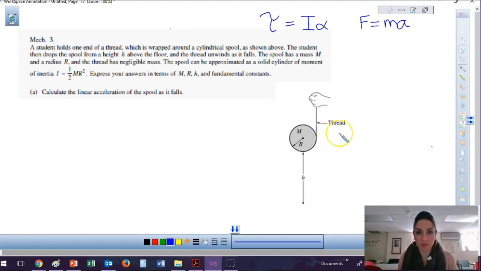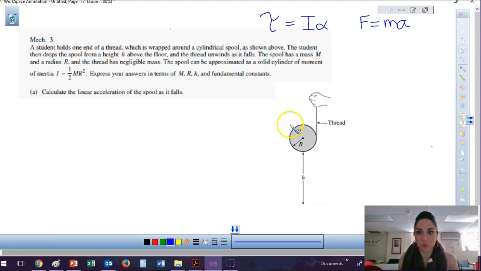So here is a typical question, if you will. And this is, I think, a really good example to show this transition between the two types of definitions of force, whether it's linear force or rotational force. So here is a question.